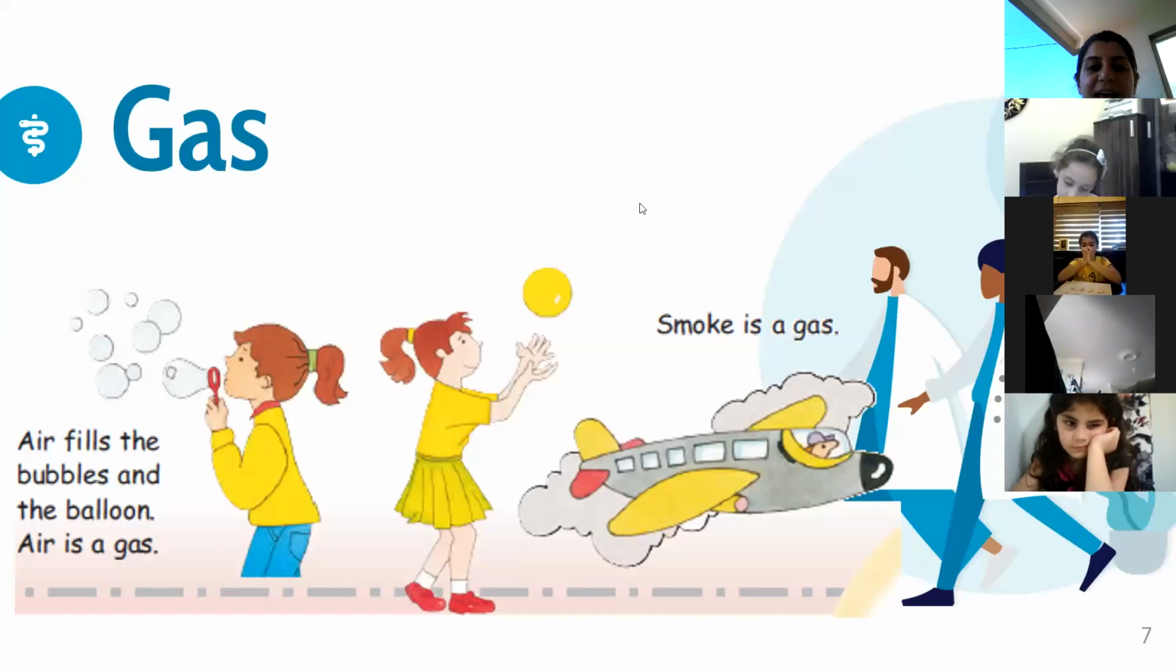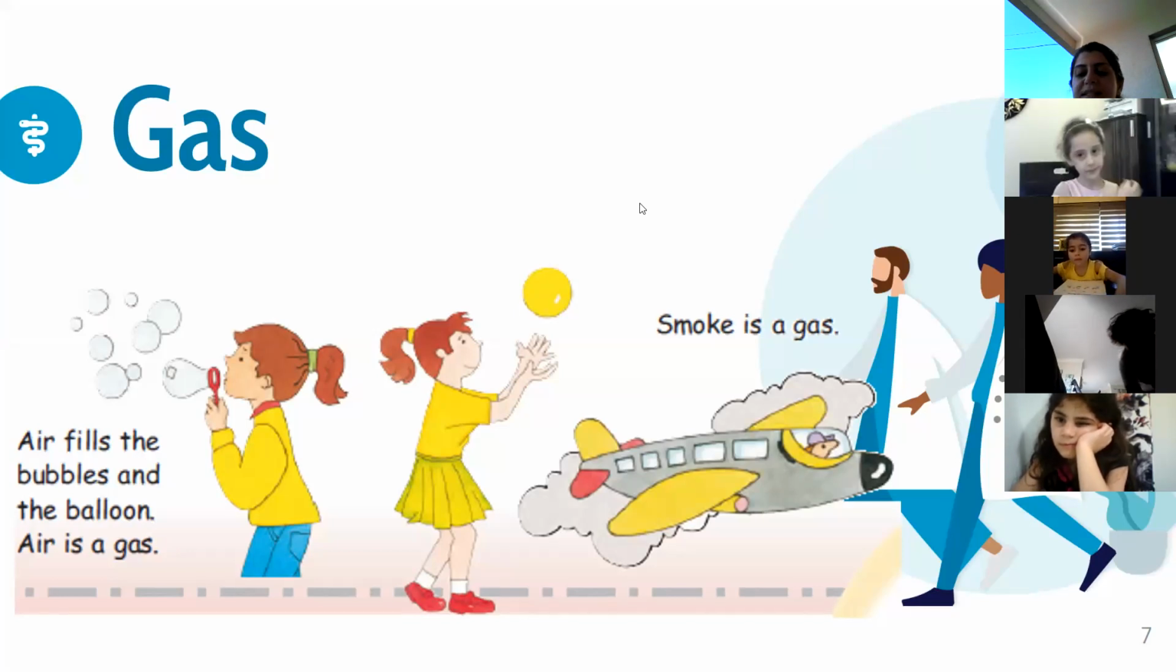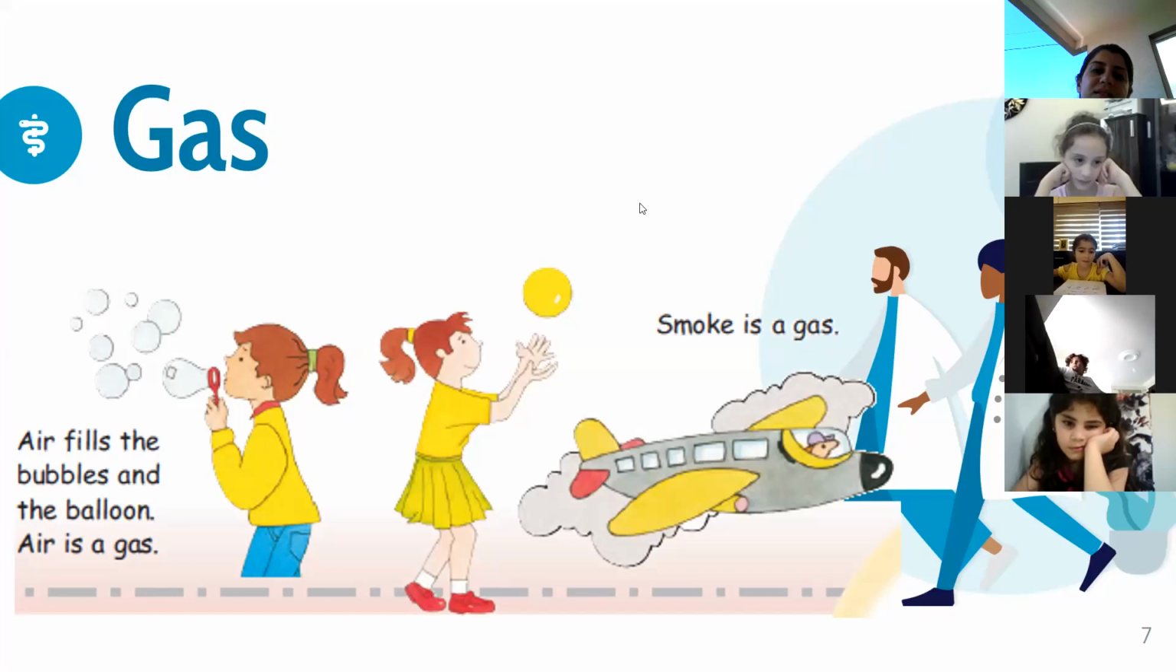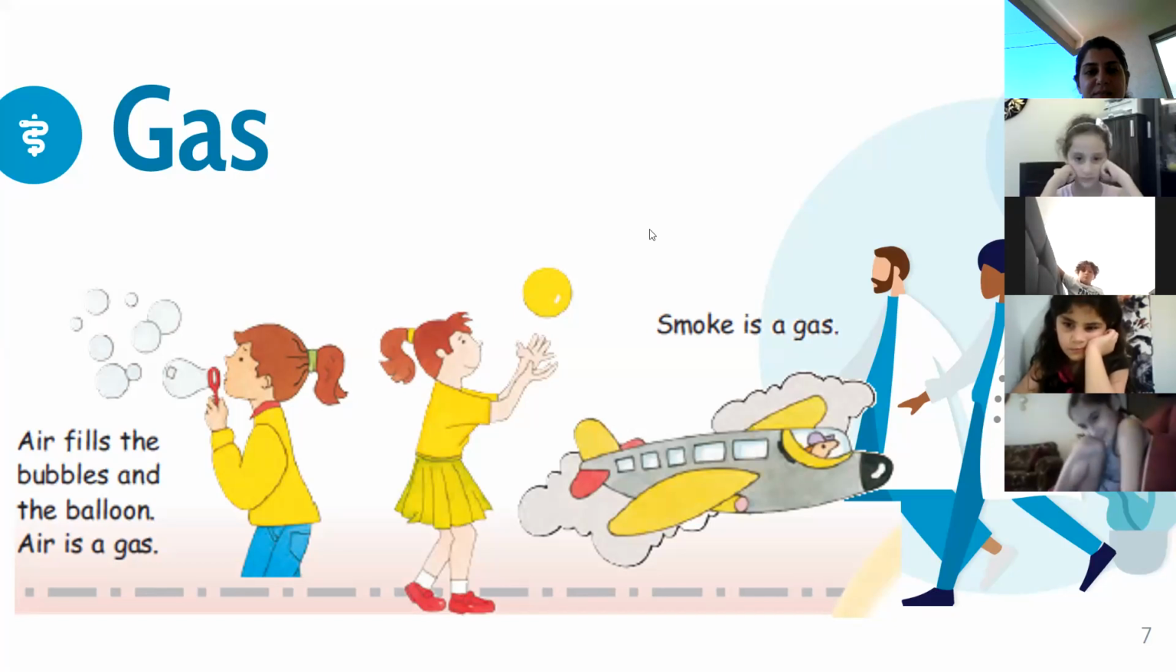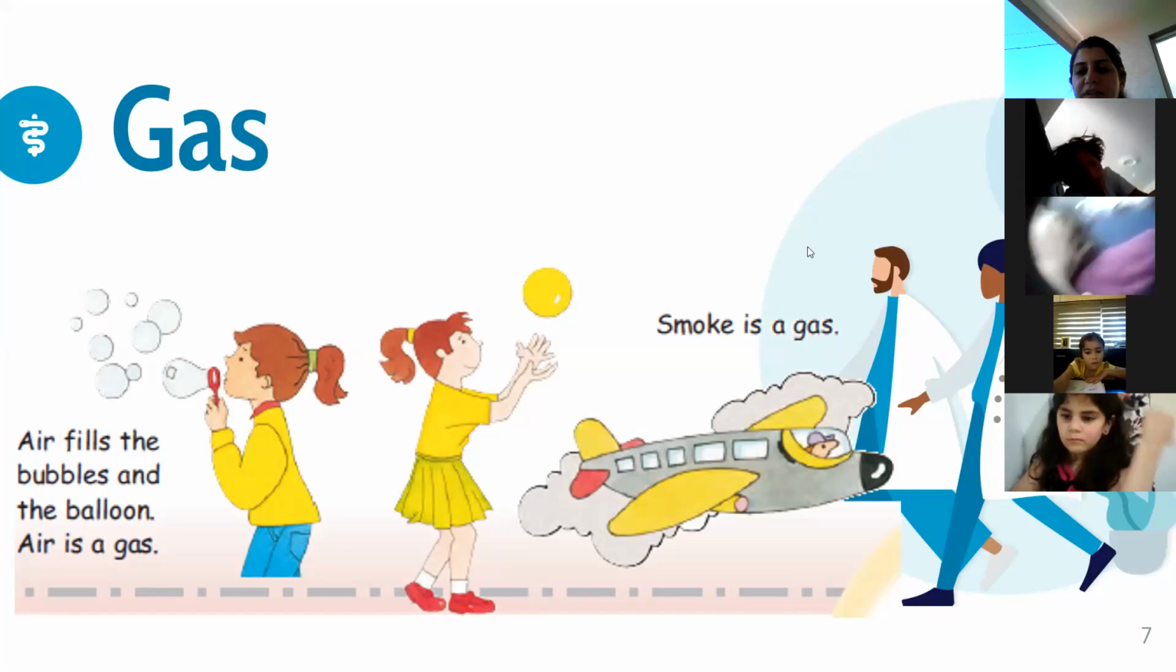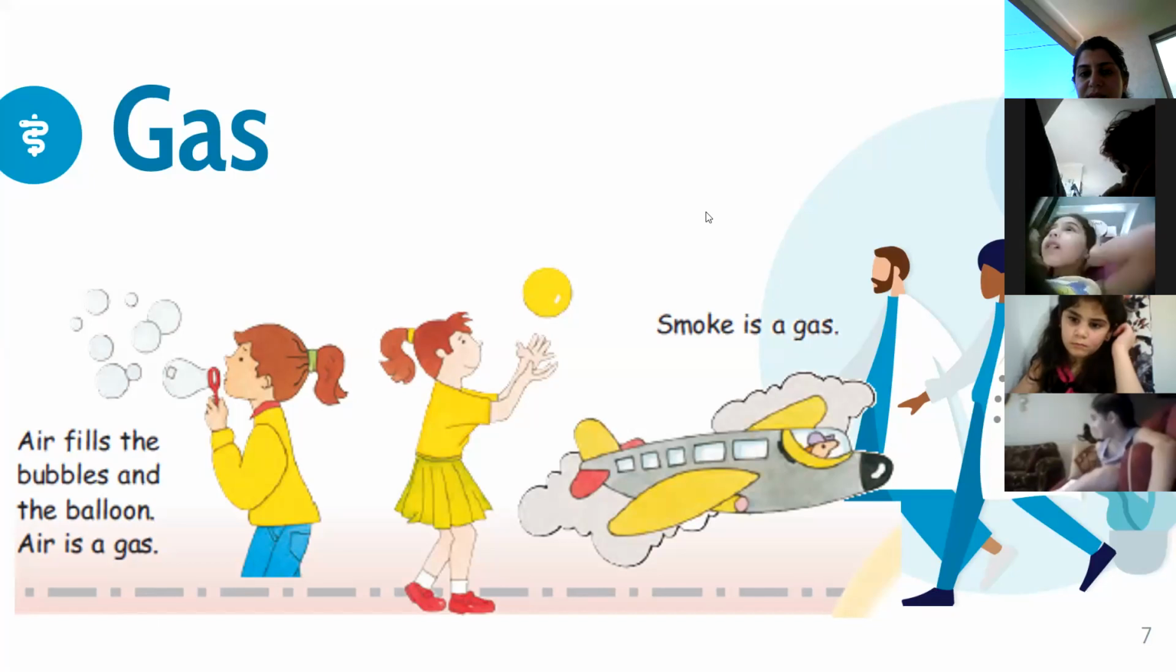So we have three states of matter. What are the three states of matter, Jamal, before I move on? Three states of matter are solids, liquids, and gas. Alice, can you hear me? Can you tell me about the states of matter, please? Okay. Solid, liquid, and gas.